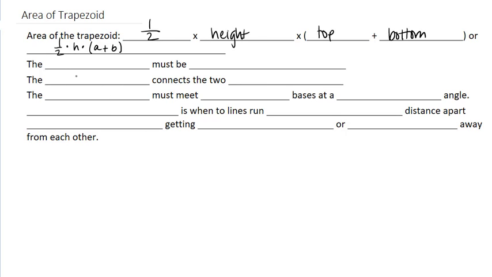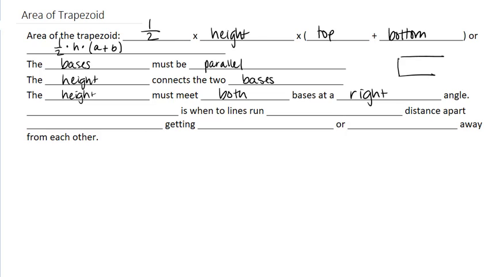Now, the bases must be parallel, and the height connects the two bases, and the height must meet both bases at a right angle. So it'd be like this. This is a base and this is a base, and this would be our height.